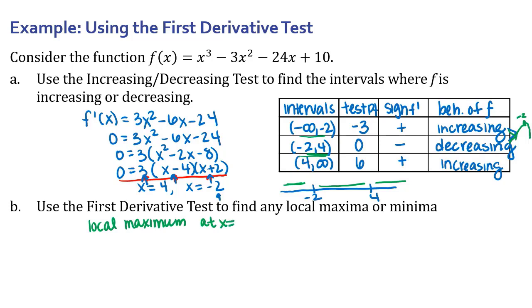at x equals -2. And then if I look at my other critical point, that critical point of 4, we can see that at x equals 4, the function first, to the left of it, is decreasing, so it's going down. And then to the right of it, it's increasing, so it's going up. So we can see at 4, we have a local minimum.